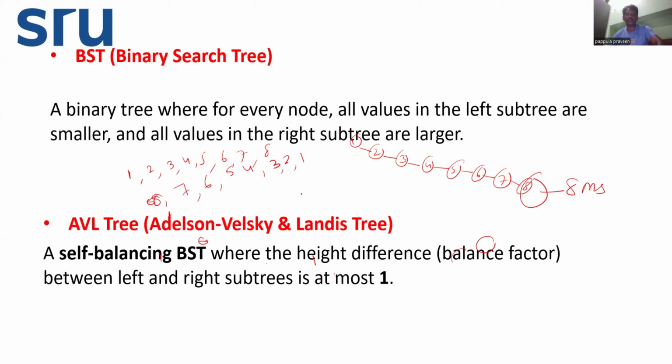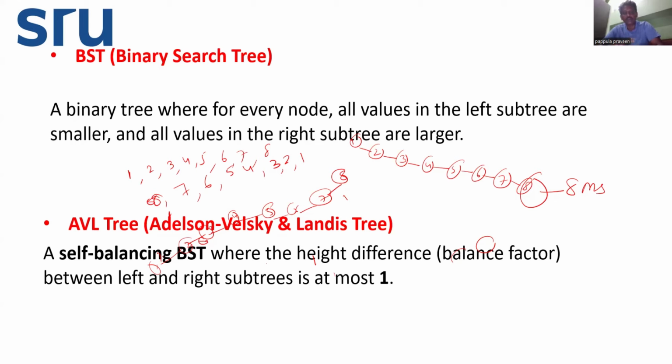How can we draw the binary search tree? 8 is the root node, 7 is the left child, 6 is the left child, and 5, 4, 3, 2 and 1. You observe here, this is the left skewed tree. In the left skewed tree, we only have left elements. There are no right elements. This is also a binary search tree, but we only have left elements.